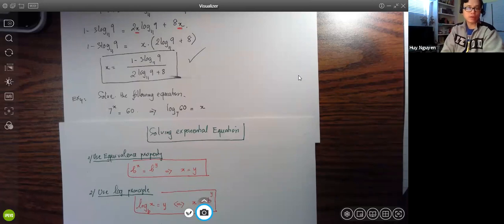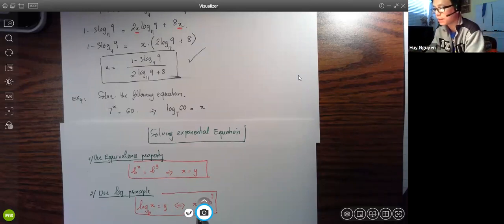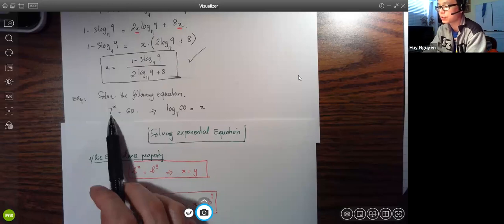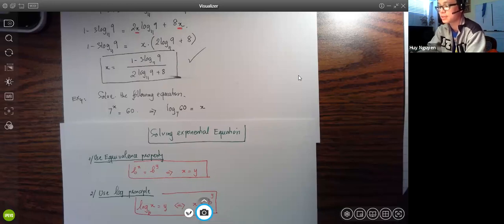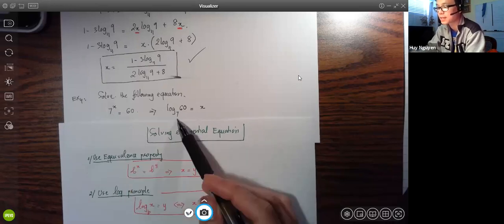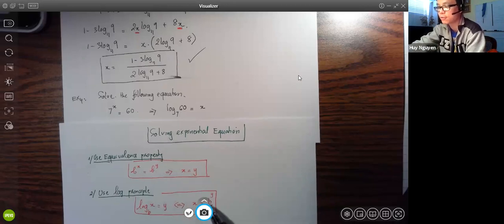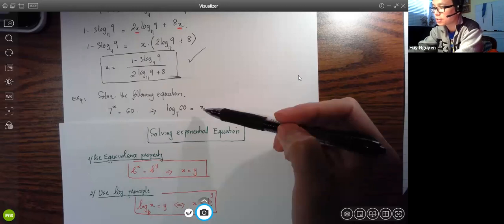But when you apply the log principle, you must be able to see it clearly. What they give you is 7 to the x equals 60. You have to be able to recognize 60 is x, x is y, and 7 is b. So I can rewrite it as log base b, but b right now is your 7, log base 7 of 60 equals x. And that is your answer.